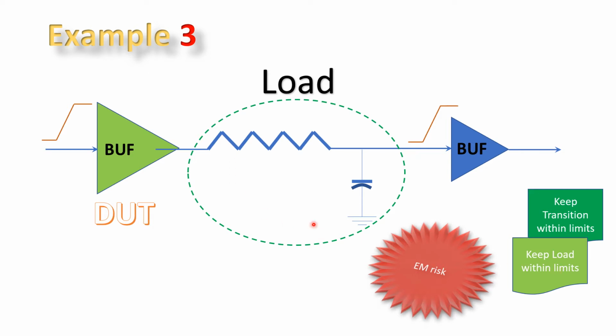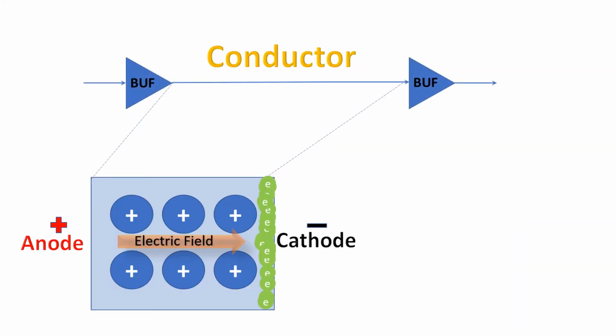So we need to prevent it by controlling the load value. That is why we have to ensure that the transition should be kept in limits and the load also should be kept in limits. That is the main thing. Before understanding how the EM risk will affect the design, we will figure out what it is.